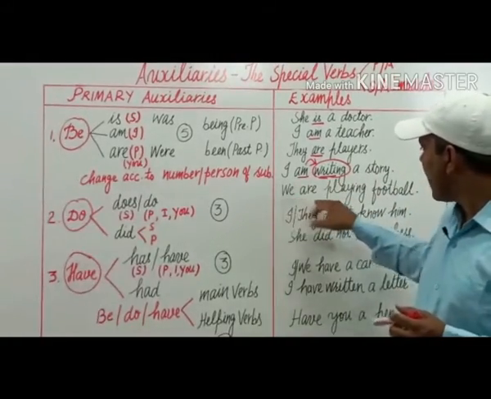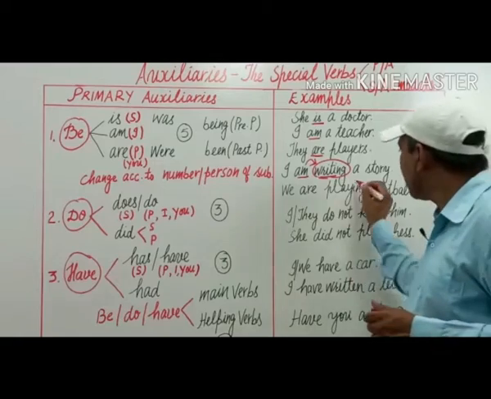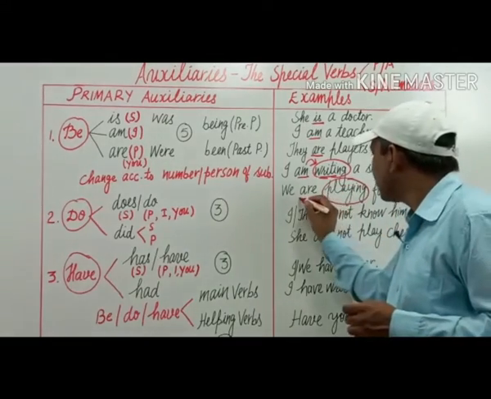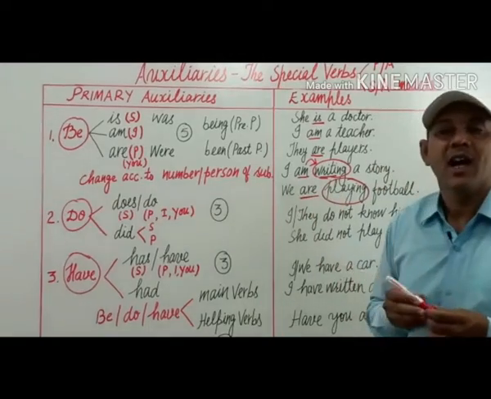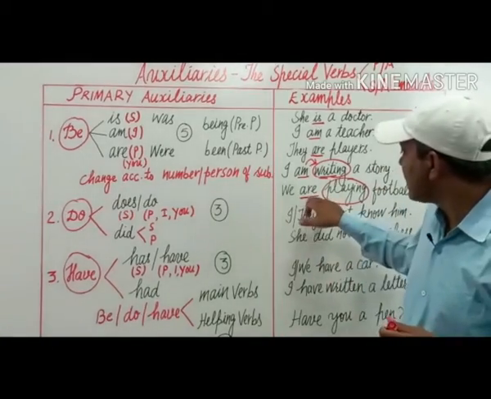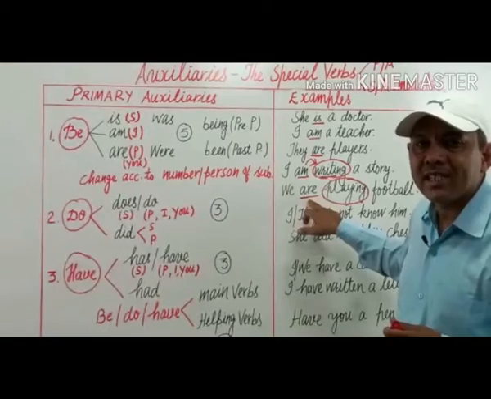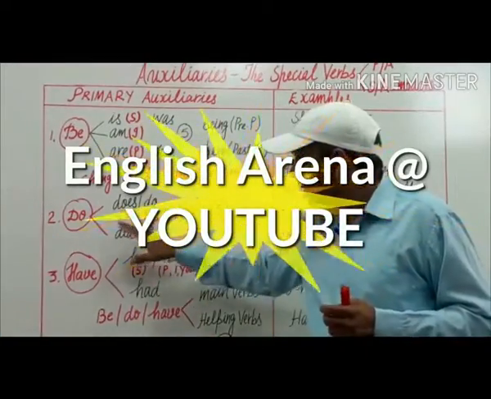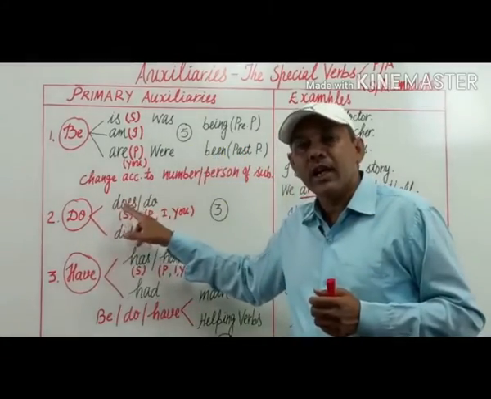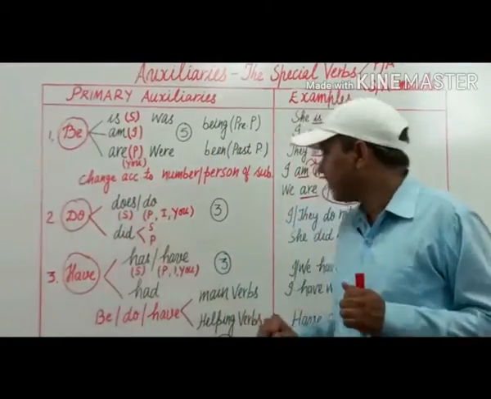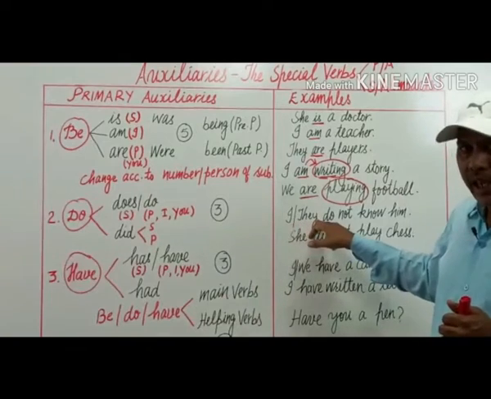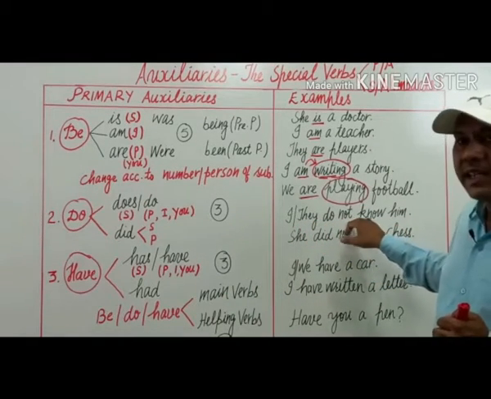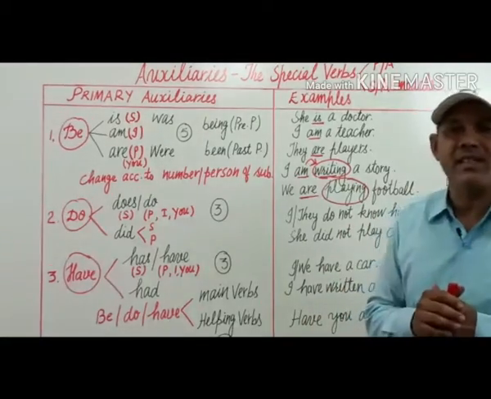Next sentence, we are playing football. Here this word playing is acting as a main verb and this is acting as a helping verb. This is a primary auxiliary acting as a helping verb. Now let us take examples of forms of do, does and did. I or they do not know him. Negative sentence of simple present tense.